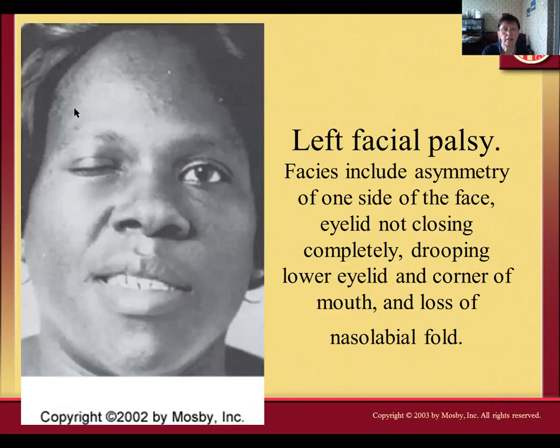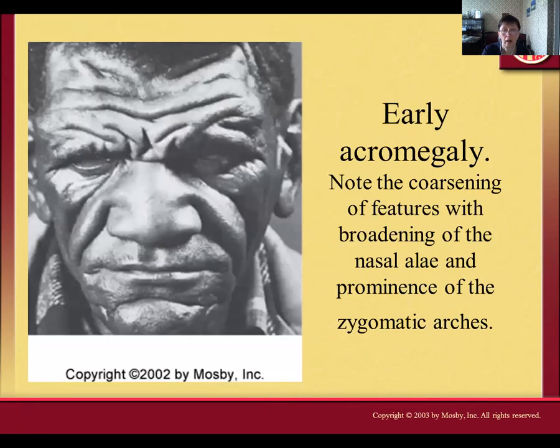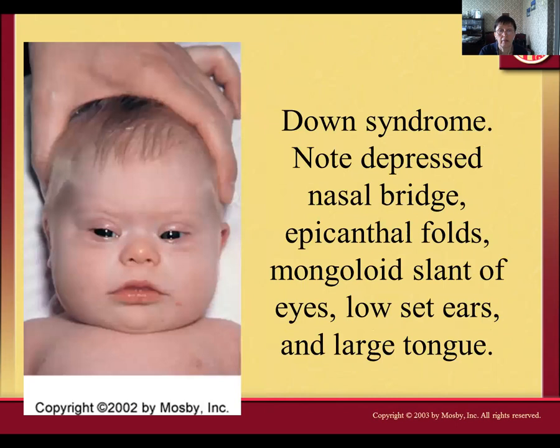You see asymmetry in the face and nasolabial fold, and the corners of the mouth are not the same. Yes, facial asymmetry, it is the result of injury or disease of facial nerve. Oh, very specific picture, the face of patient with acromegaly. This is the child with Down syndrome.